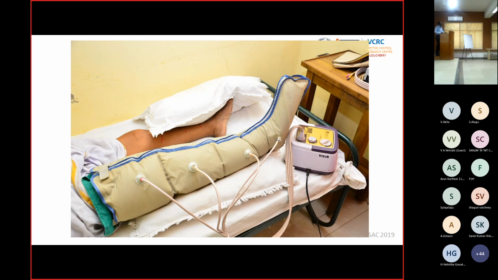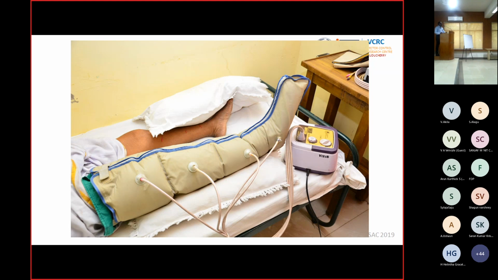a pneumatic compression therapy. This is what we have, the pneumatic compression machine. How it functions is that in this sleeve you have 4 compartments. That's a distal compartment on the foot, the proximal compartment on the foot, and the distal compartment on the thigh. We have several sleeves like this. We have 6 compartments, 8 compartments, so that depends on the need of the patients. You can have the 4 compartment sleeve, 6 compartment sleeve, or 8 compartment sleeve.